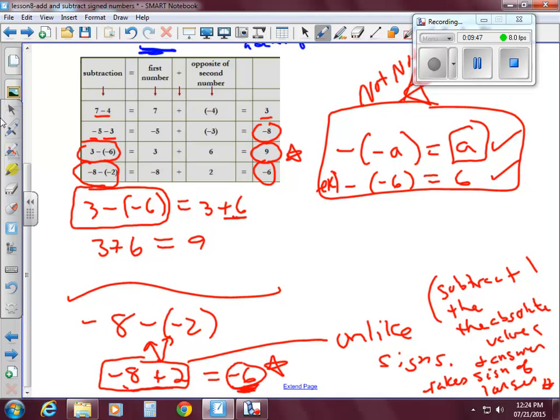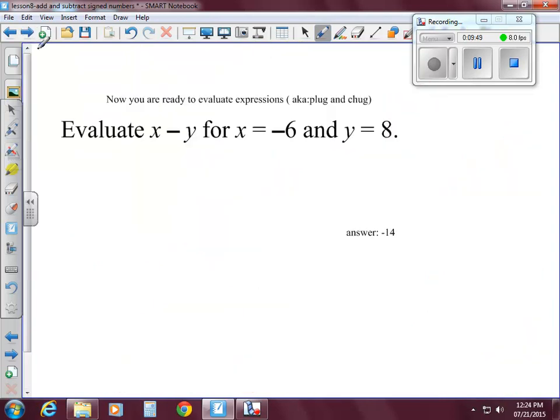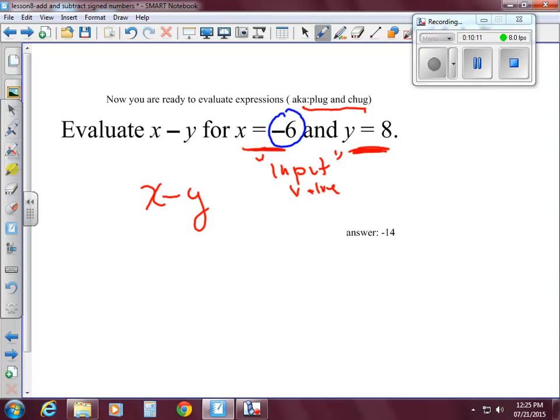Okay. Now we're ready. All of this was building us up to evaluating expressions, otherwise known as plug and chug. So we're told to evaluate x minus y, and we're given x is -6 and y is 8. I want you to start to think about those values as input values. So we're literally, and practice, I know this isn't a complicated expression, but just practice grabbing -6 and physically putting it in place of x. And I always put parentheses around my input, then minus, parentheses around my input. My input for y is 8.